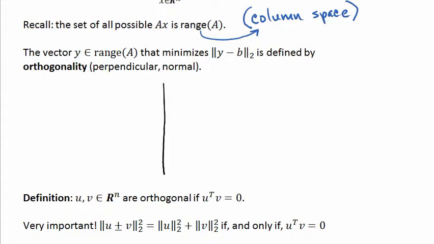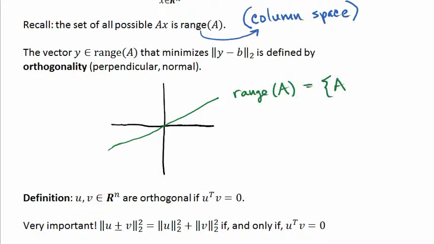So imagine it's 2-dimensional, but the same picture would hold in multiple dimensions if we knew how to draw it. The range of A is some subspace, which means it has to be a straight line or a plane that goes through the origin. That's the set of all vectors Ax. And then somewhere out in this space is the vector b, which we'd like to be able to reach, but in general we can't reach it.